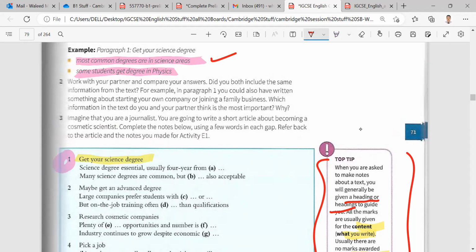Yalla ya Khalid. Science degree essential, usually 4 years from? Complete, ya Khalid. Give me a word here. Usually from. Again, ya Khalid. Science degree essential, usually 4 years from? Based on the paragraph, ya Khalid, from where? Where can you get a 4 year degree? From the science degree. Type. Thank you, Khalid.